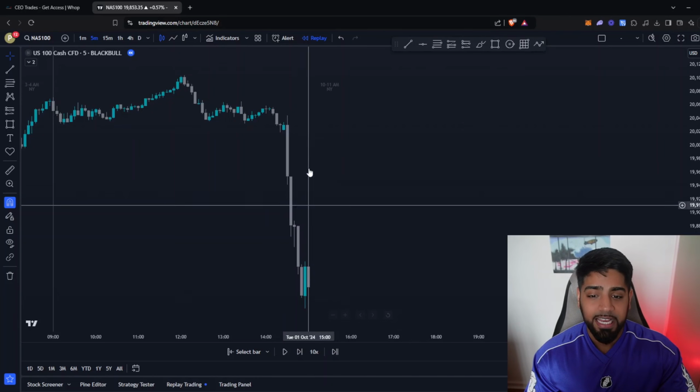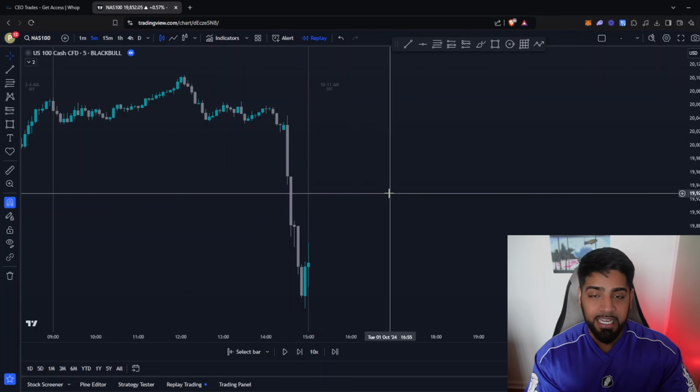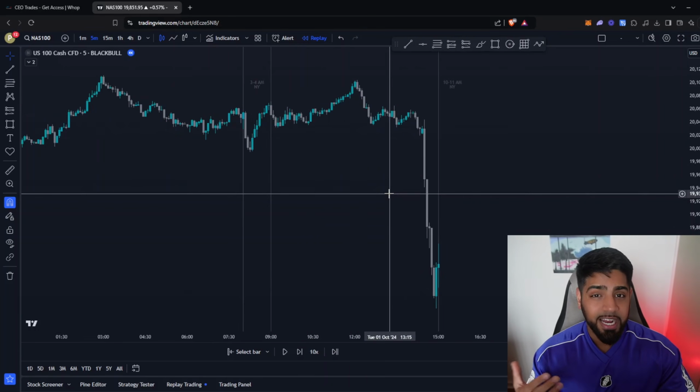So if I play the next candle, we can see that this line automatically comes onto the chart. This means the PM session silver bullet has now started. So what are we going to do? We're going to identify where we are in terms of our structure.